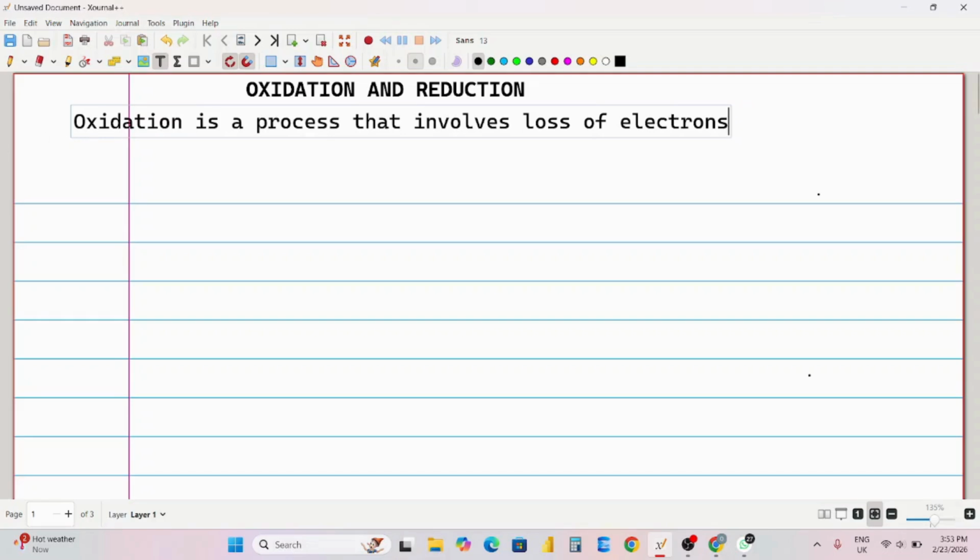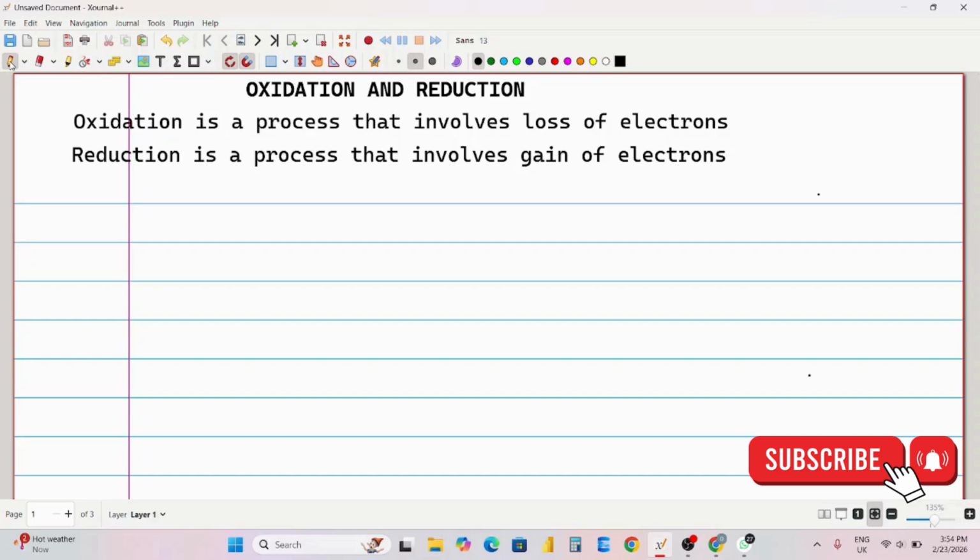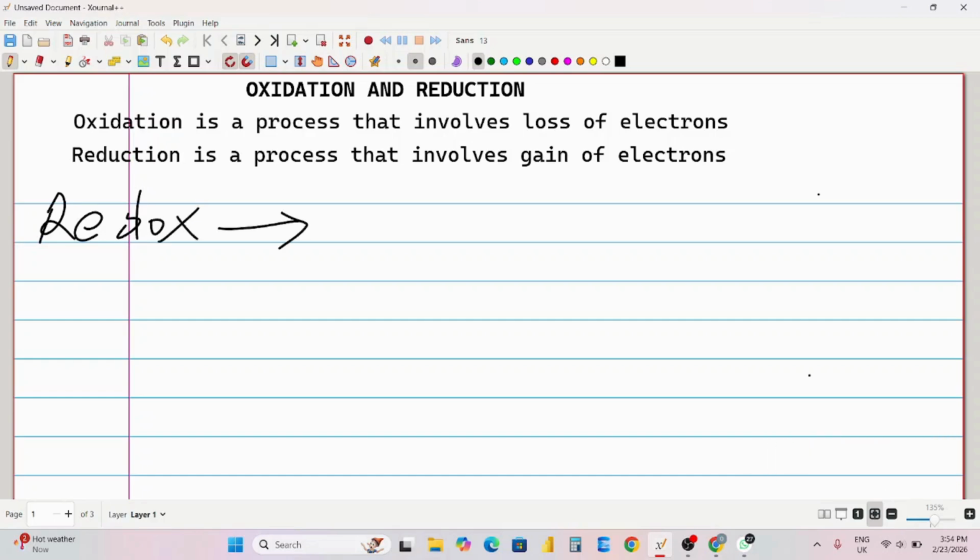A process that involves gain of electrons. So, going beyond these two definitions, there's a lot to unpack. The first thing is that both processes are complementary. The short form is what's called redox, and they are complementary.